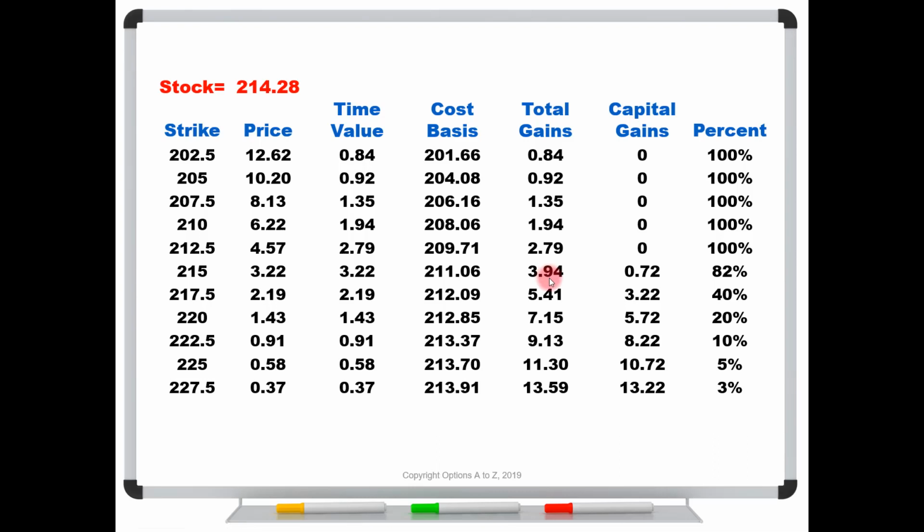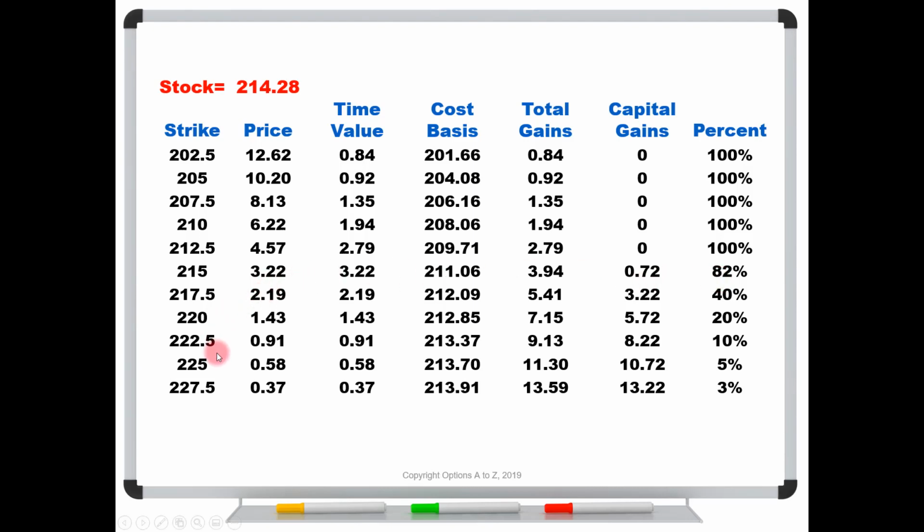Why? Well, this option is slightly out of the money. If we pay $214.28 for the shares and we let them go for $215, we're making another 72 cents of capital gains. And so that's where this extra 72 cents is coming from right here, which is being shown right here, 72 cents of capital gains. So the one thing that we want to look at is of the $3.94 total gains that I can make, how much of that is coming from the option? Well, $3.22 of it. And that's 82%. So the 215 strike is contributing a lot to your potential gains. And so that would be one that's worth considering.